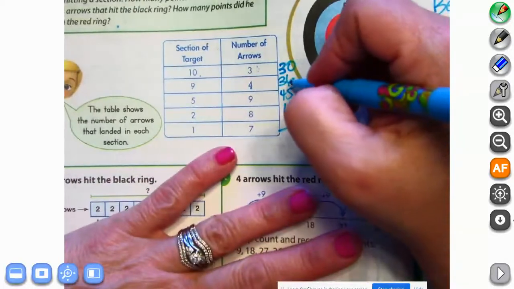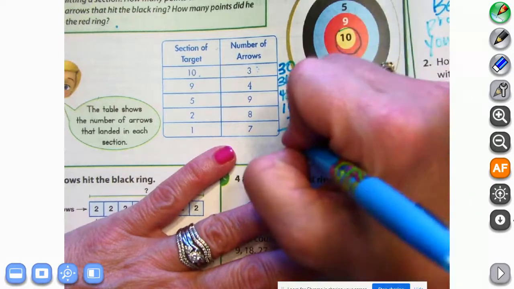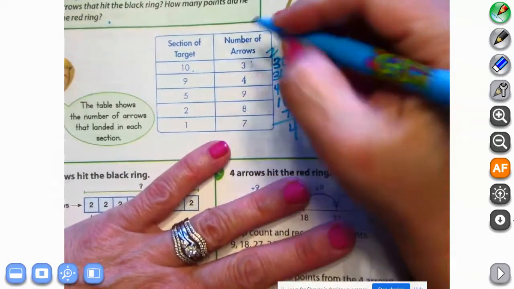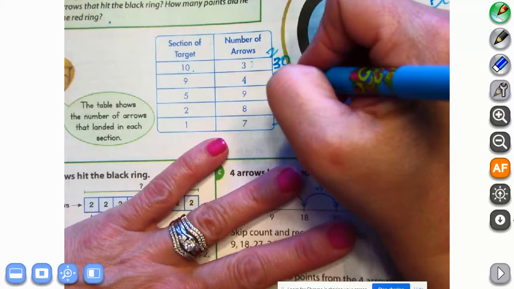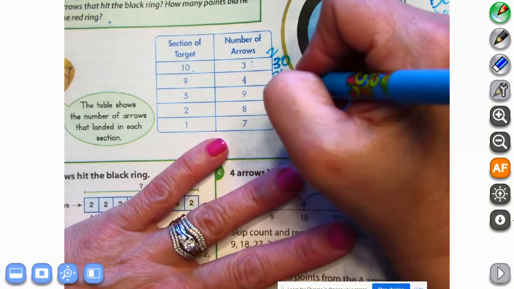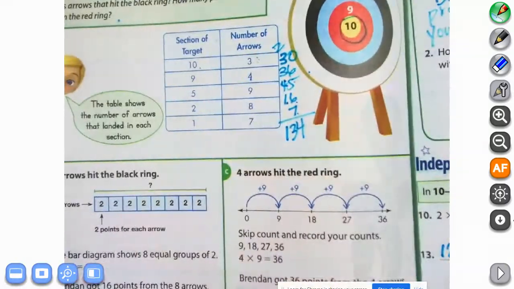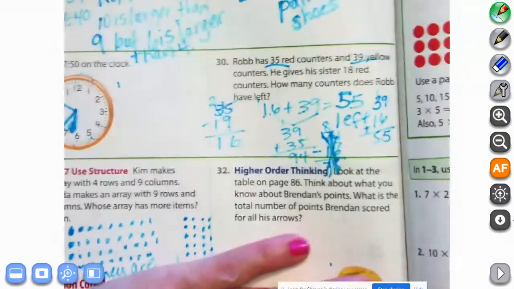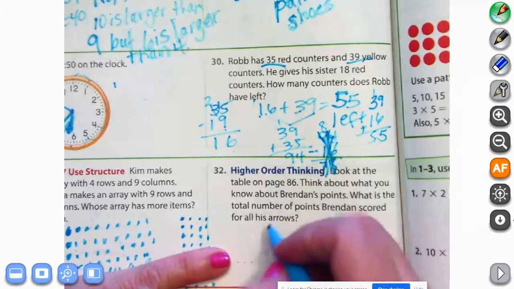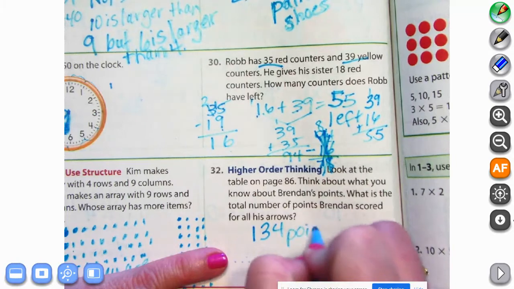Okay, so we have 6 plus 6 is 12, and 5 plus 7 is 12, so 12 plus 12 is 24. 2 plus 3 is 8, 9, 10, 11, 12, 13. Okay, 134. So what is the total number of points he scored for all of his arrows? 134 points.